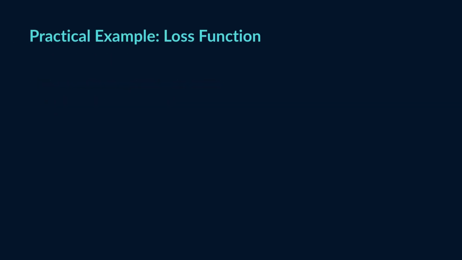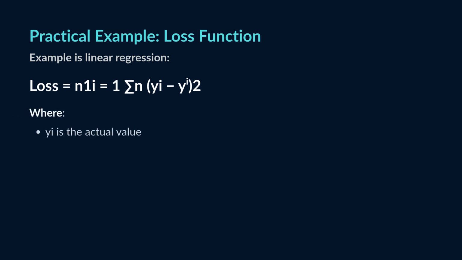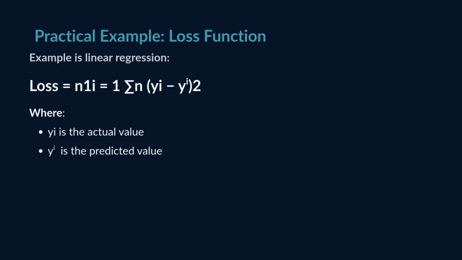Practical example: loss function. In training AI models, we often use a loss function to measure how well the model is performing. For example, in linear regression, loss = (1/n) Σ from i=1 to n of (yᵢ − ŷᵢ)², where yᵢ is the actual value, ŷᵢ is the predicted value. Using calculus, we calculate the derivatives of the loss function with respect to the model parameters and adjust them to minimize the loss. This process is at the heart of machine learning.